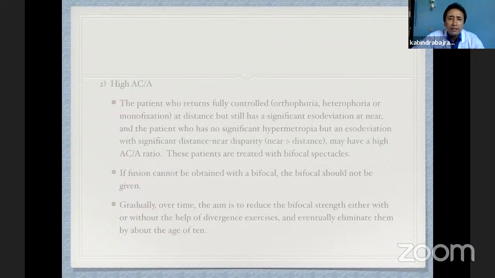In case of high AC/A ratio, a patient who returns fully controlled with orthophoria, heterophoria, or monofixation at distance but still has significant esodeviation at near, and a patient who has no significant hypermetropia but an esodeviation with significant distance-near disparity, near greater than distance, then they may have a high AC/A ratio, and these patients are treated with bifocal spectacles. If fusion cannot be obtained with bifocals, the bifocal should not be given. Gradually over time, the aim is to reduce the bifocal strength, either with or without the help of divergence exercises, and eventually eliminate them by the age of 10.